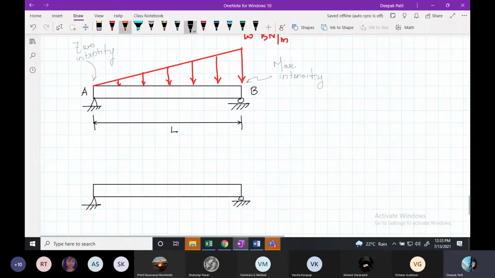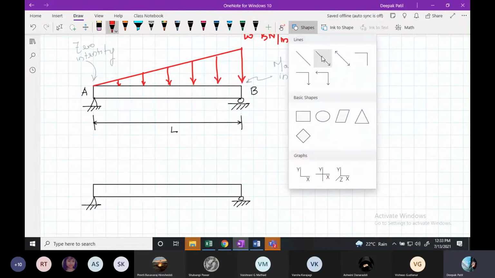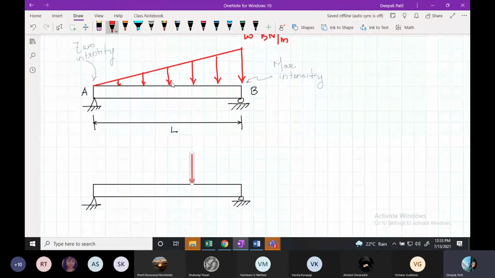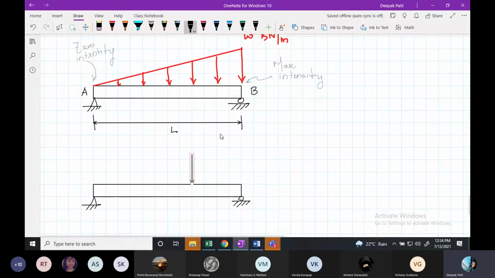Right. Okay. Now what happens? Now the equivalent point load of this uniformly varying load acts somewhere here. It is not exactly at the center of the beam, because it is not a uniformly distributed load now. Now it is a uniformly varying load. At what distance does it act? I will show you here.